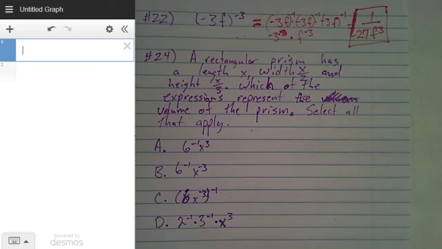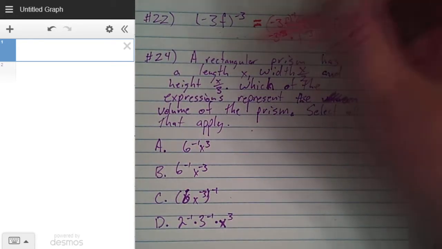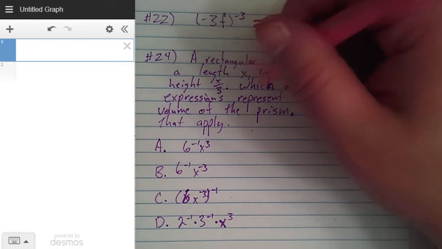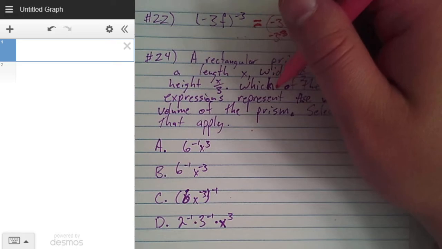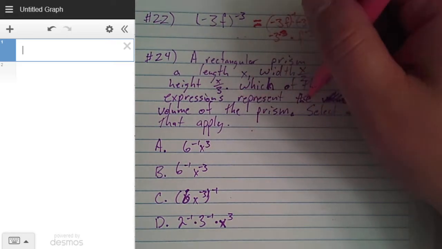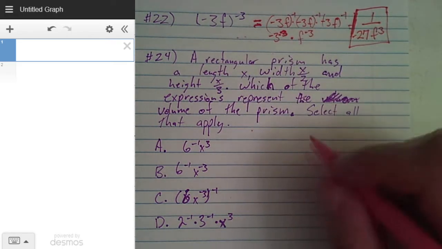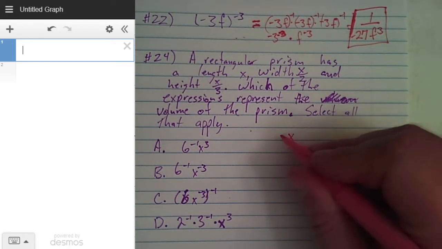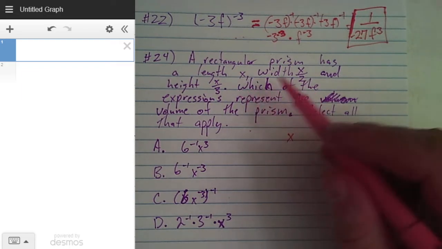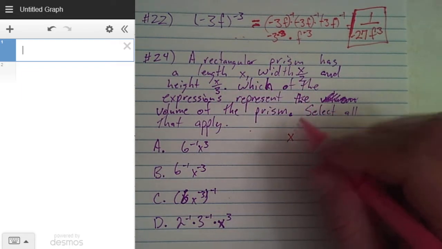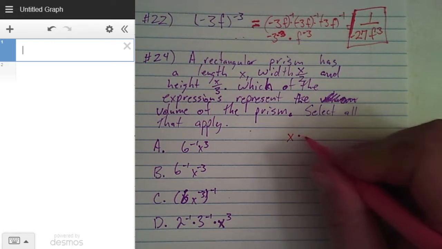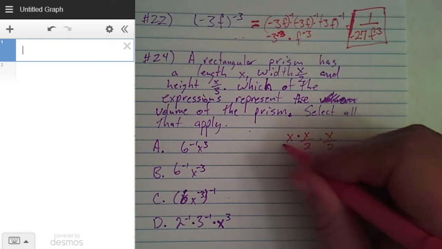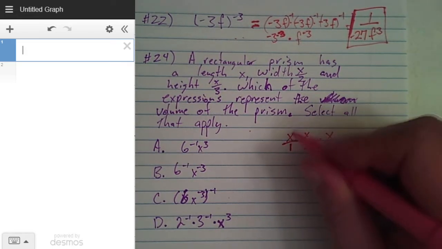Okay, let's look at number 24. It says a rectangular prism has a length x, width of x over 2, and a height of x over 3. Which of the expressions represents the volume of the prism? Select all that apply. So what we want to do first is think about what the volume of this prism is. Remember, volume is going to be length times width times height, right? So we're going to get x times x over 2 times x over 3. And we're going to put the x over 1.